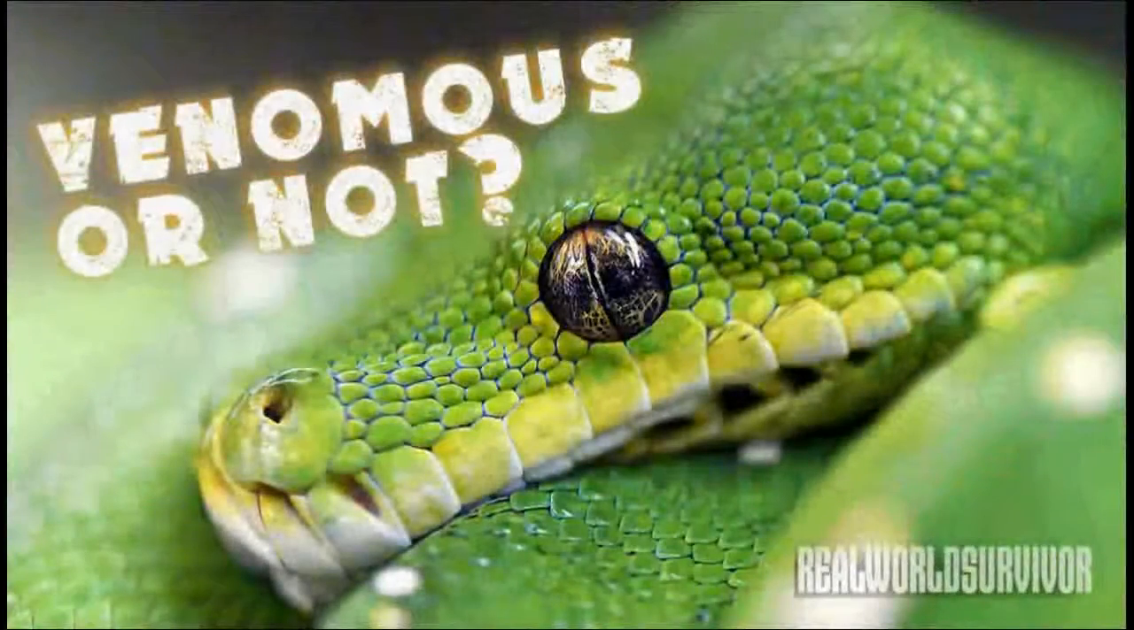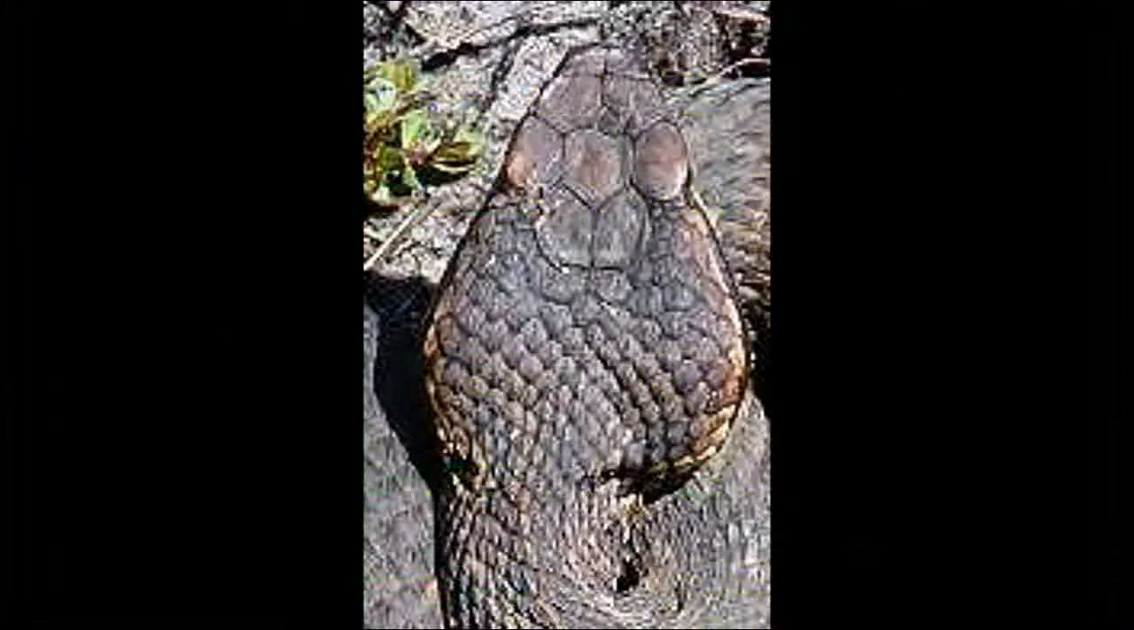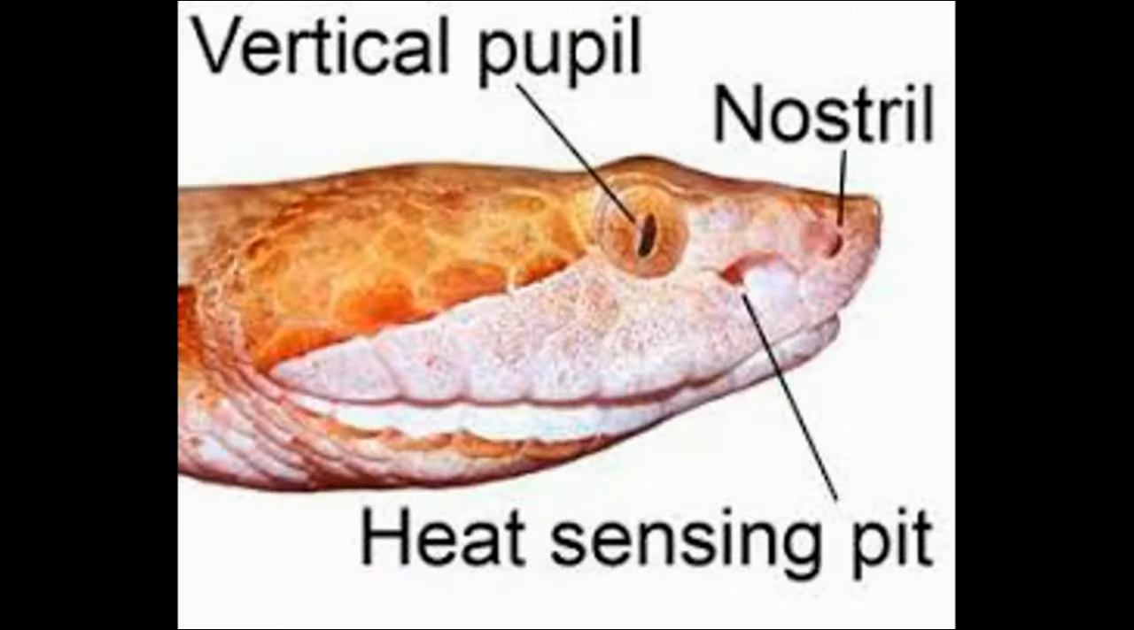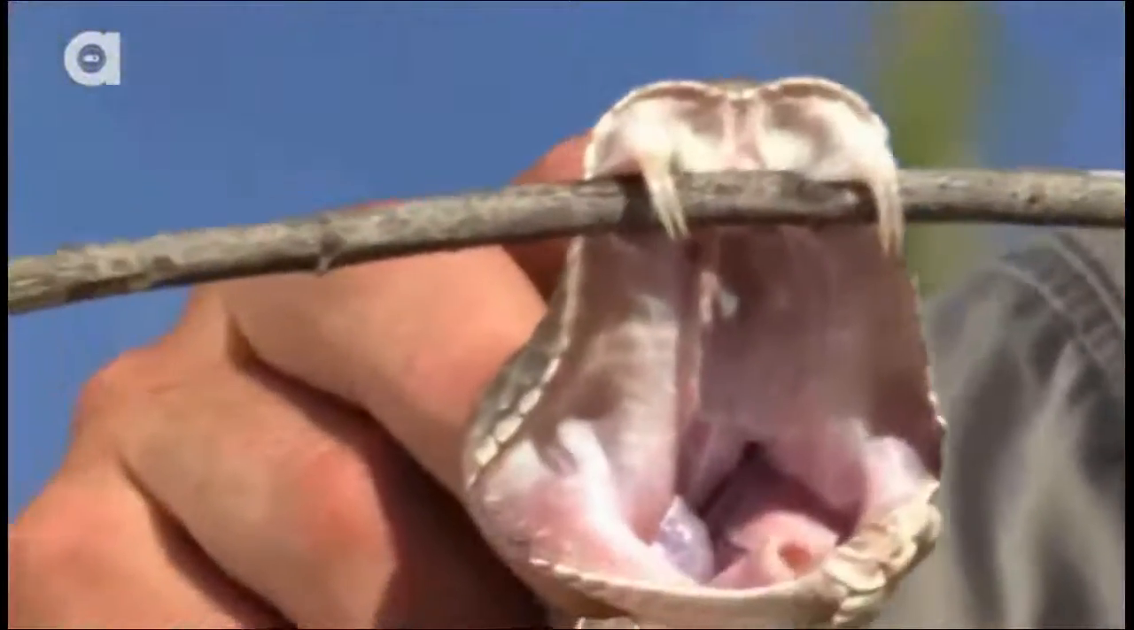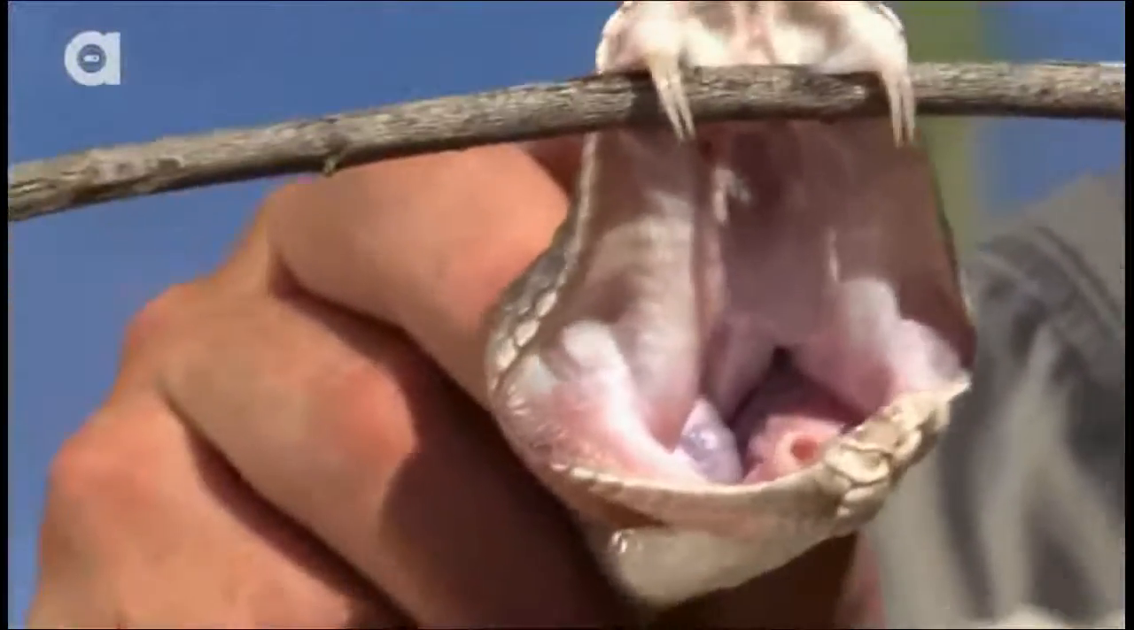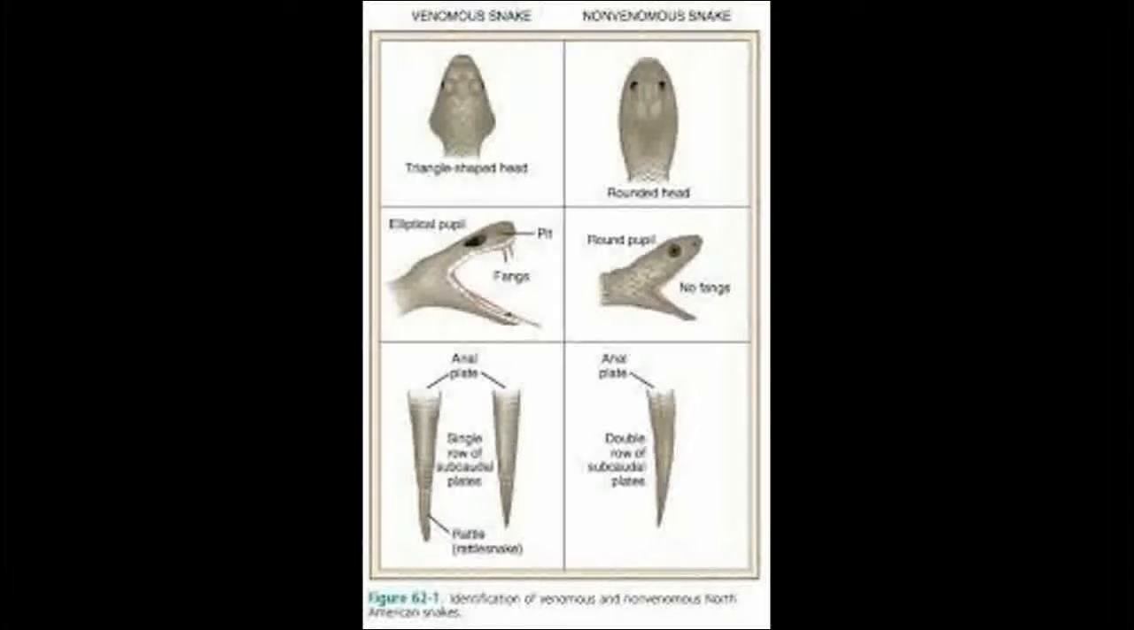Before we go any further, first we need to learn how to differentiate between venomous and non-venomous snakes. Venomous snakes usually have characteristics such as a triangular head, elliptical pupil, heat-sensing pit, and also retractable fangs. Retractable fangs are the most important characteristic. Meanwhile, non-venomous snakes are usually characterized by a rounded head, round pupil, and also absence of fangs.